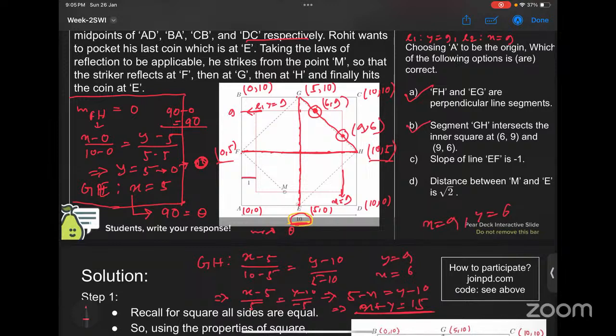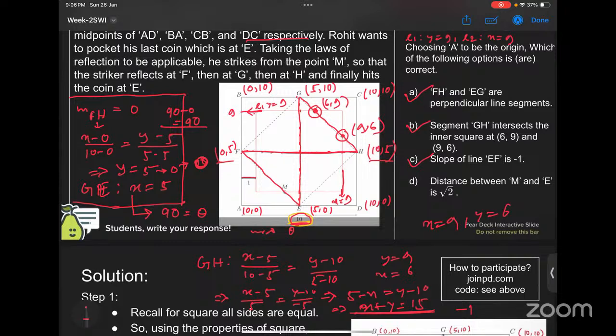Then we have to calculate the slope of the line EF. We can see that GH and EF are parallel to each other. So if we have the slope of GH, we need not calculate it for FE, because slope for parallel lines remains the same. The slope of GH is -1, hence the slope of EF will be -1 again. So the third option is also correct. Is it fine up to now?